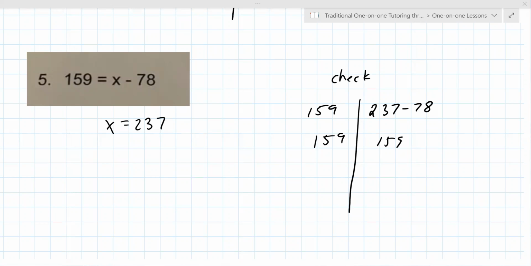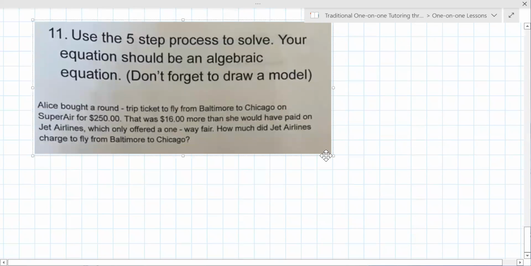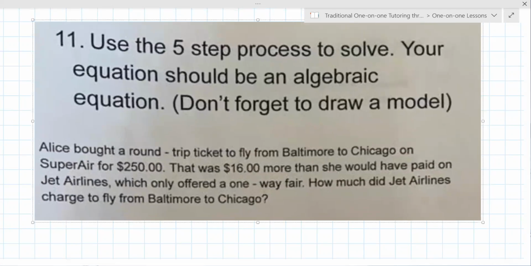All right. So the last question on your assignment asks you to use the 5-step process. So first question is, do you remember the 5-step process? Oh no. Okay. Well, while you were doing that problem, I went and looked up the video your instructor sent me a while back. So I've got the 5-step process down.